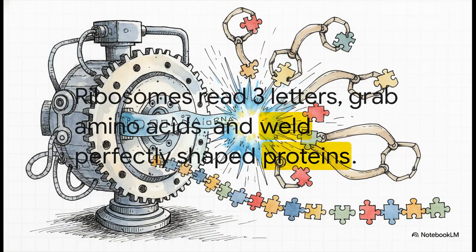Right there on the factory floor, the ribosome rapidly reads the RNA code. It analyzes it 3 letters at a time. For every 3 letters it reads, it grabs the exact corresponding amino acid from its surroundings and welds it right onto the chain. It repeats this relentlessly, over and over, building the precise, uniquely shaped proteins your body desperately needs to function. It's a total game changer.